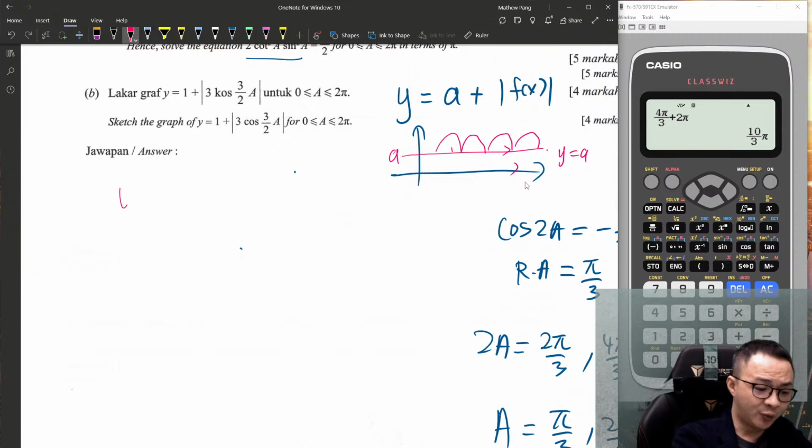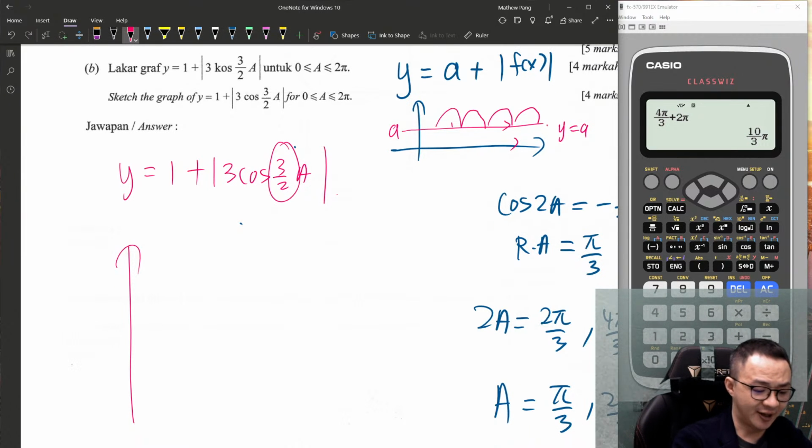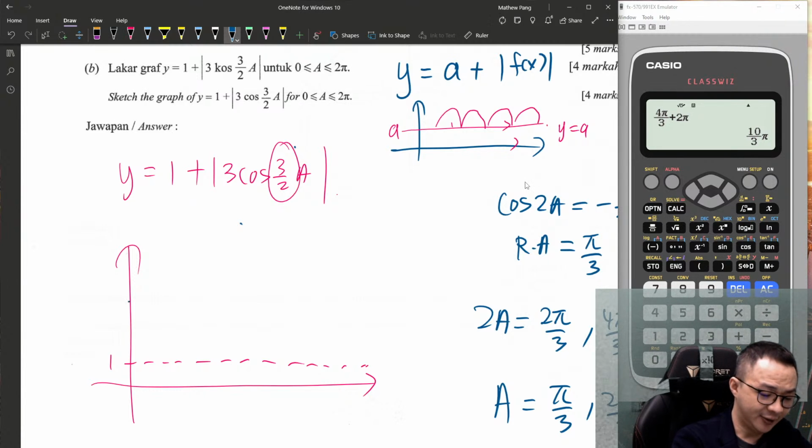So my graph is y equals 1 plus 3 cos 3 over 2 A, 0 to 2 pi. So in 2 pi I should have 1.5 cycles, right? Or you can find the period if you want, but I know it's 1.5 cycles. So okay, I start from 1 because I have plus 1. So this is my 1. Yeah, my dotted line is not so balanced. You just assume this is the correct one. Okay, cos 1.5 cycles. So this one is 1 cycle. It must touch 4, because the amplitude is 3.